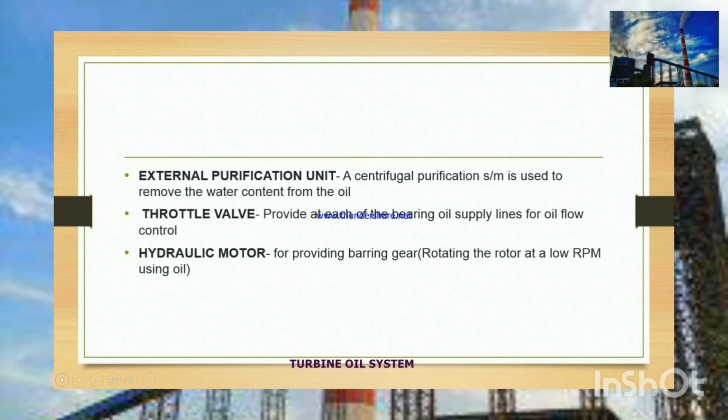Then the next component is the hydraulic motor. The hydraulic motor is for the initial turning of the rotor, that is, before rotating the rotor using steam. We rotate the rotor at a small RPM by means of the hydraulic motor. The hydraulic motor works on oil. This hydraulic motor rotates the rotor of the turbine system at a small RPM.